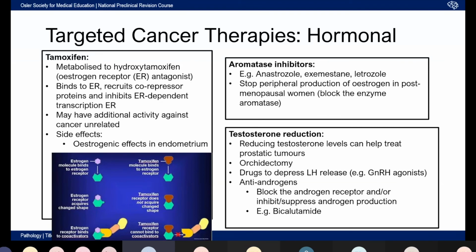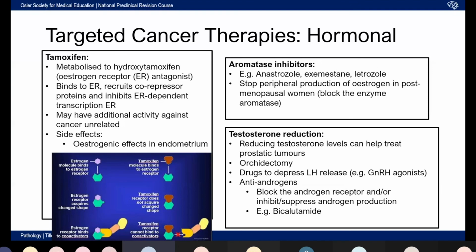So starting with hormonal, tamoxifen is metabolized to hydroxytamoxifen inside cells, which is an estrogen receptor antagonist. So this binds to the estrogen receptor, recruiting co-repressor proteins, and then inhibits estrogen receptor dependent transcription. And so this helps prevent the cancer. It treats the cancer, and it may have additional activity against the cancer that's unrelated to this antagonistic effect too. But side effects include that it has the opposite action in the endometrium. But yeah, I think it's still a really good treatment.